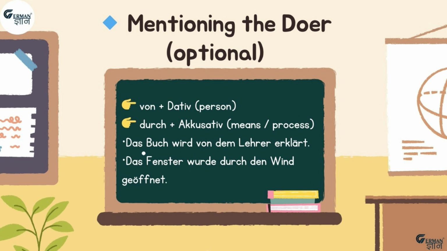For example, das Buch wird von dem Lehrer erklärt. So over here we are showing the person who is doing the work, that's why we have used von. In the next sentence, das Fenster wurde durch den Wind geöffnet. So in this sentence we are telling that through what the work has been done, so that's why we have used durch.